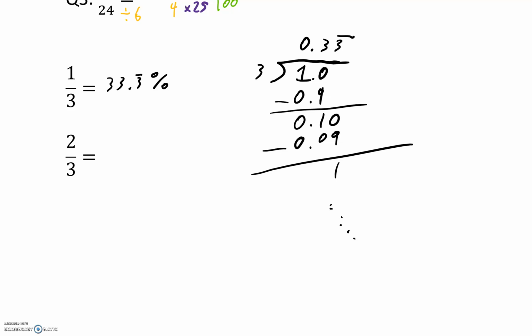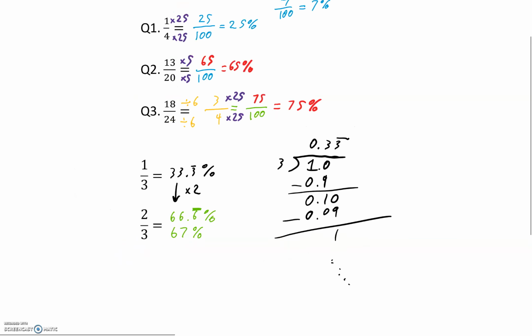Same thing with the next one, except it'd be times by 2. Because you're multiplying the top by 2, the bottom is going to be times by 2. So if we do that, it'll be 66.6 repeating, or it's fine to leave it as 67%. If you do not have this repeating symbol up here, it will be wrong, because then you'd have to round it. Okay, so keep that in mind.